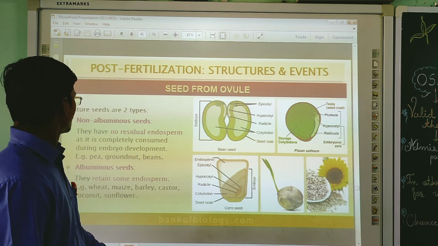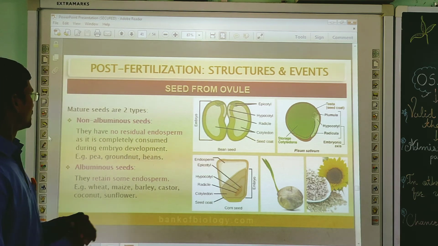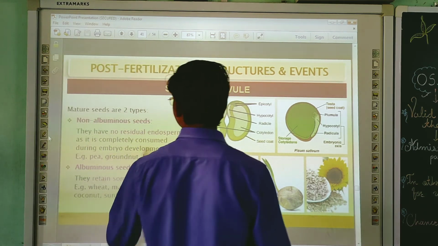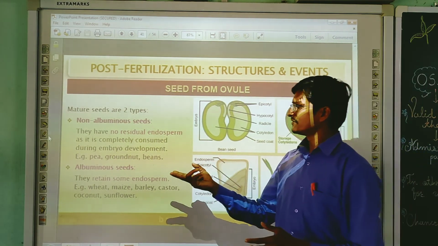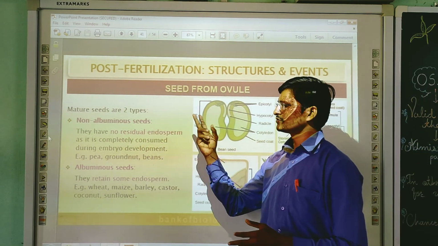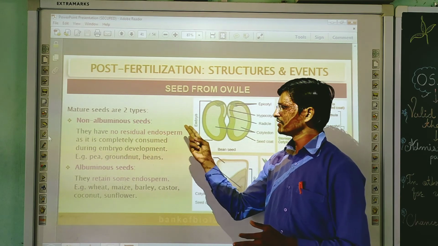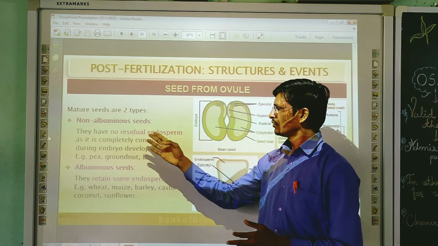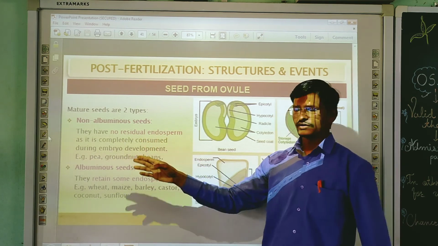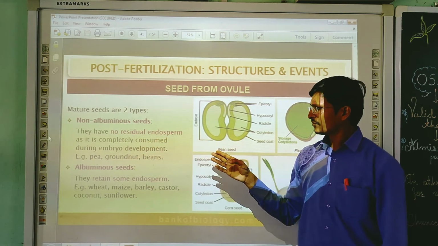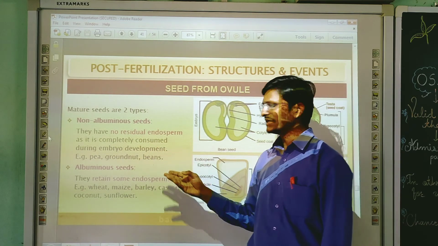In the ovule, there are non-albuminous seeds and albuminous seeds. So what is the difference between them? Mature seeds have two types. There is the non-albuminous seed, which has no residual endosperm, as it is completely consumed during embryonic development. For example, pea, groundnut and beans.